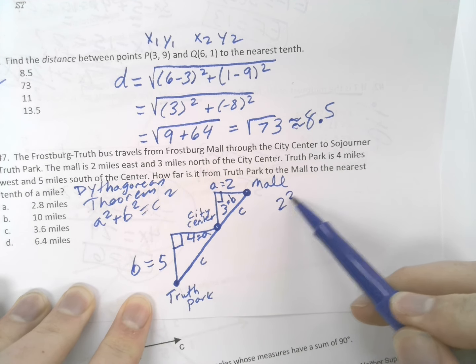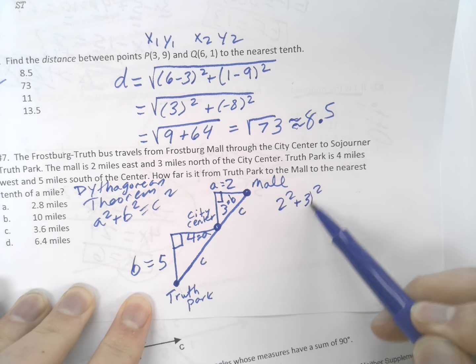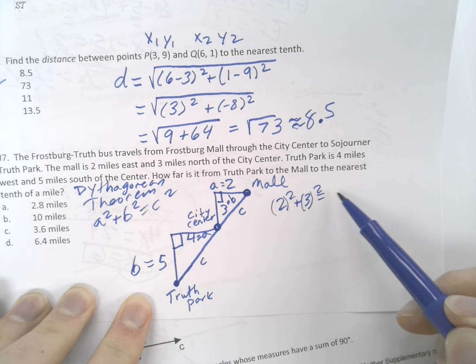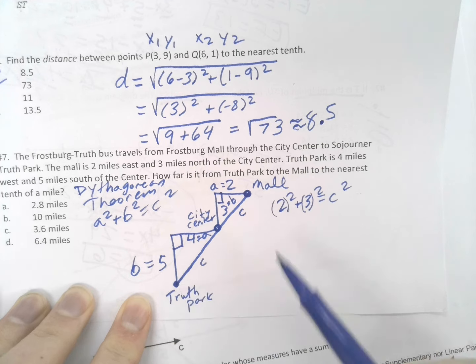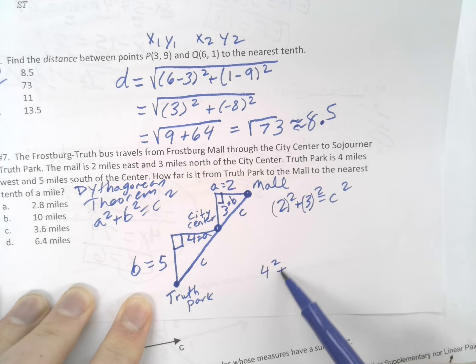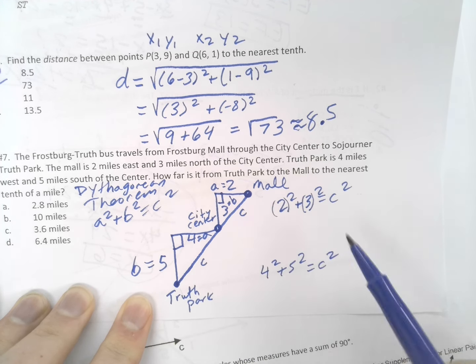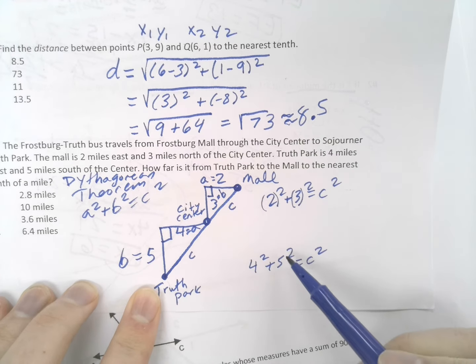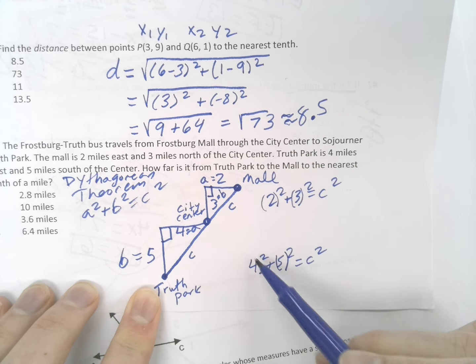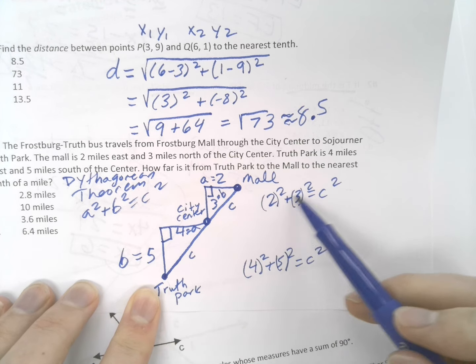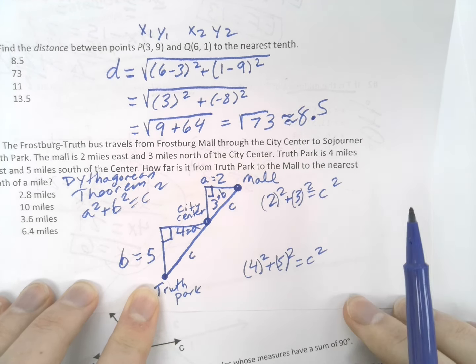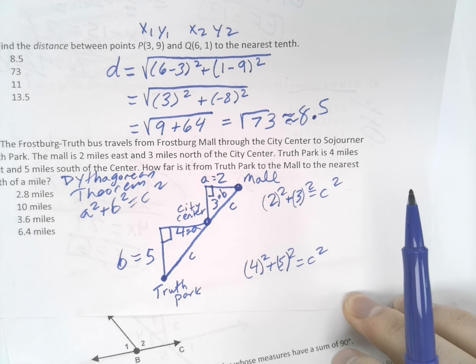So 2 squared plus 3 squared is going to equal C squared. And then down here we've got 4 squared plus 5 squared is going to equal C squared. And so you guys can go ahead and pause and see what you end up getting here. We'll combine these and then each of these here, and then take the square root. So go ahead and pause and find out.